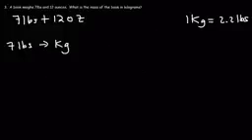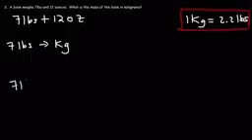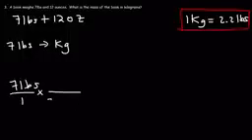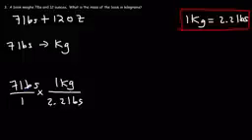To do that, what conversion factor do we need? If you recall, 1 kilogram is equal to 2.2 pounds. So that's the conversion factor we need for the first part. So let's start with 7 pounds over 1, and then in the next fraction, we're going to put 2.2 pounds on the bottom, 1 kilogram on top.